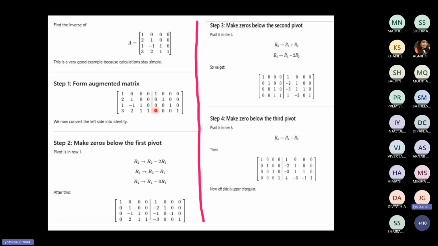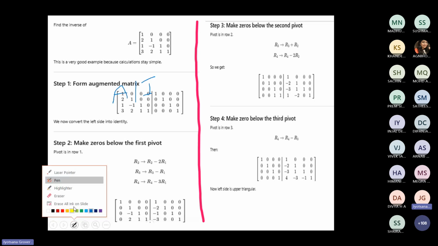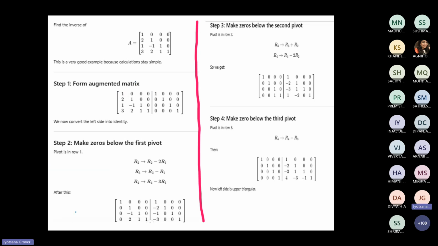Okay, first is find the augmented matrix. Augmented matrix is A augmented with I. This is augmentation. Now what you have to do is convert this matrix A to identity somehow by using some elementary row operations. Convert this into identity. So first step, before converting into identity, you have to do REF.